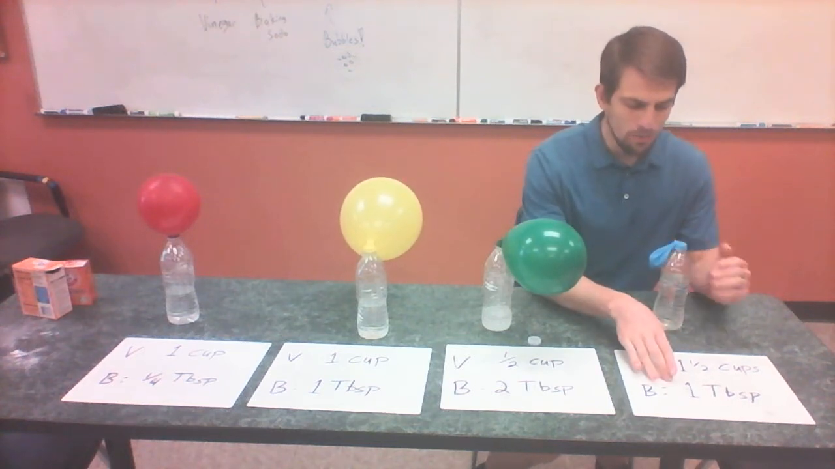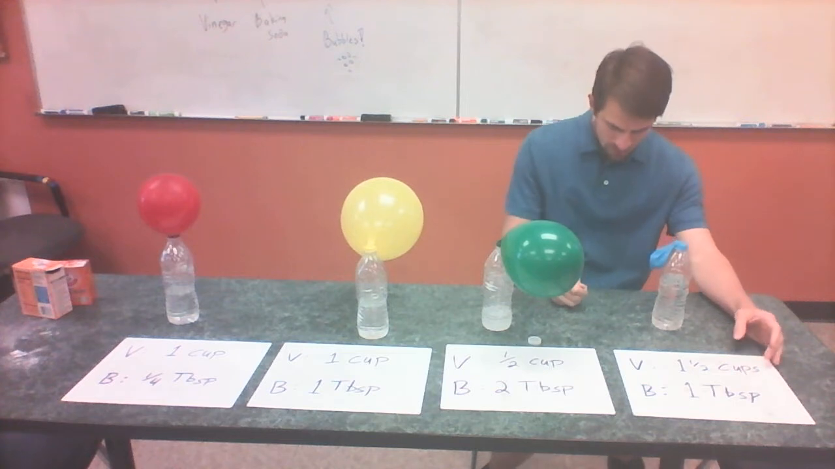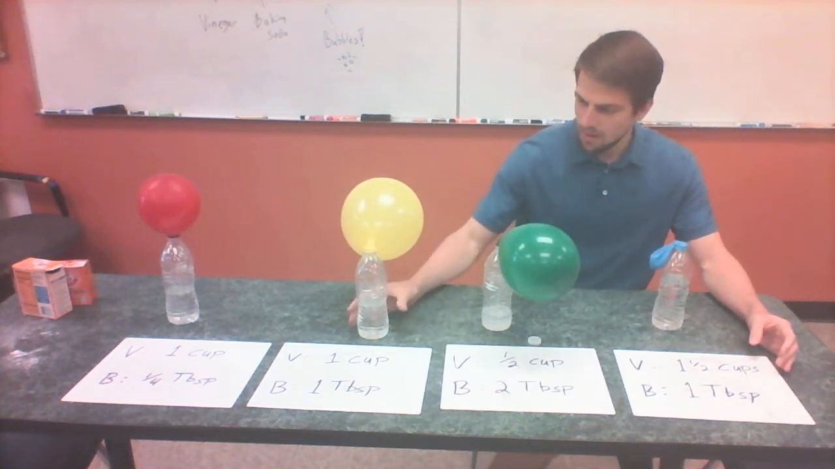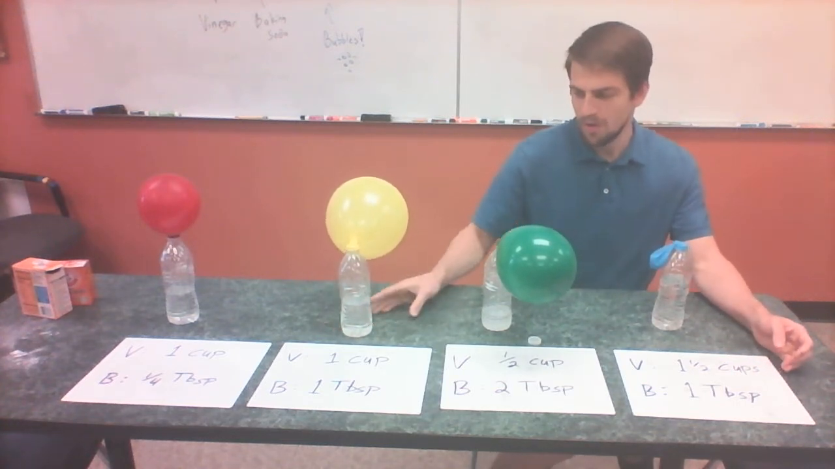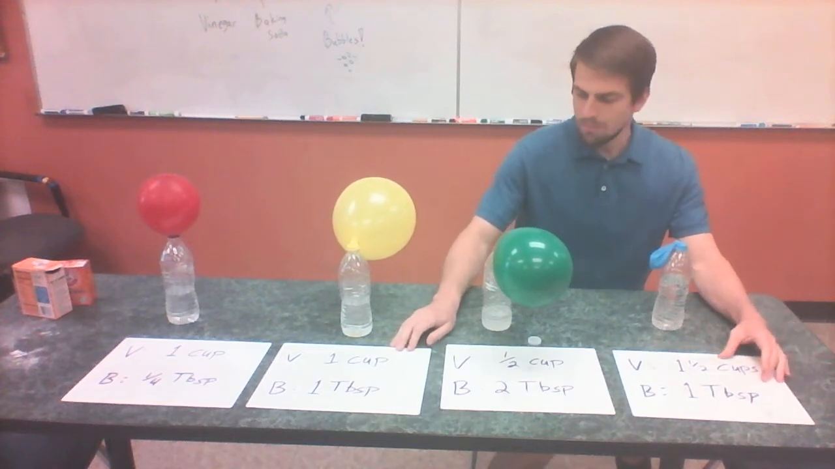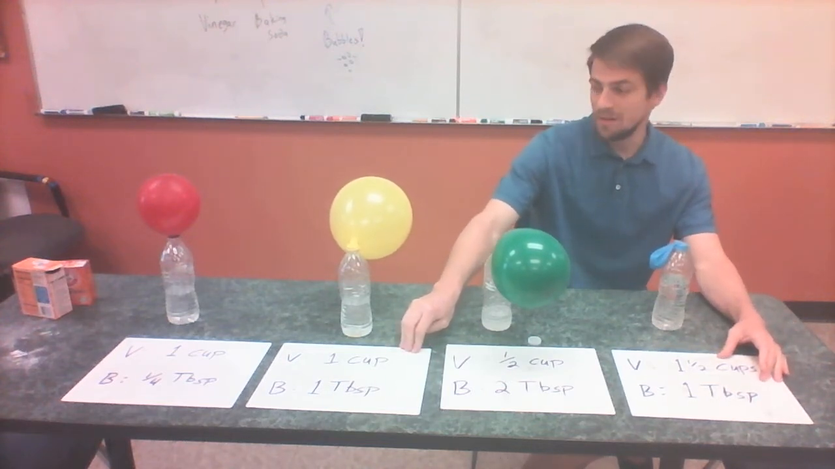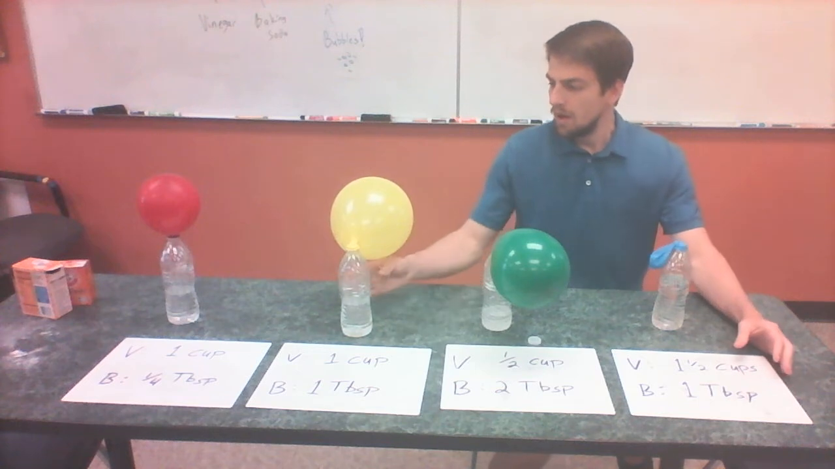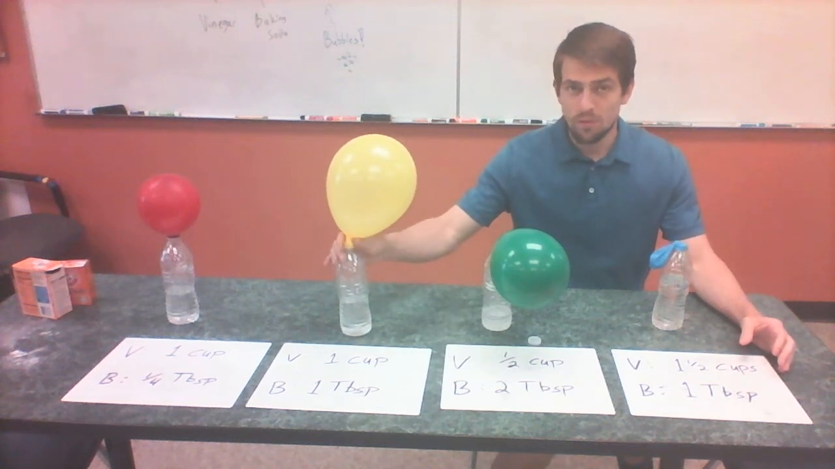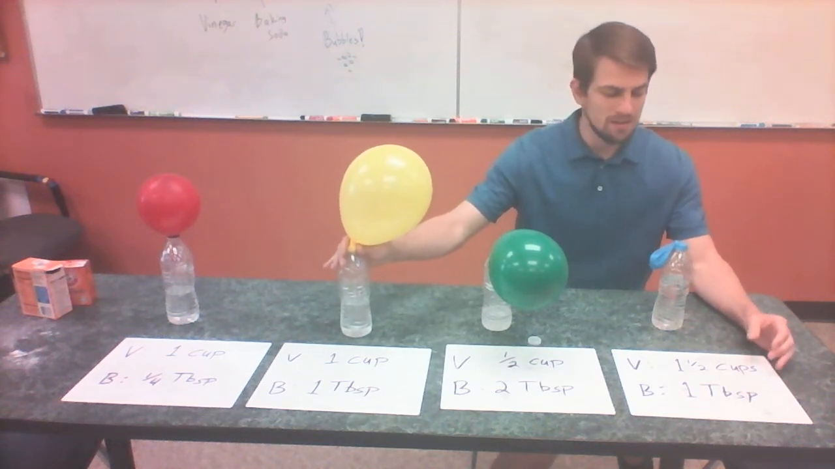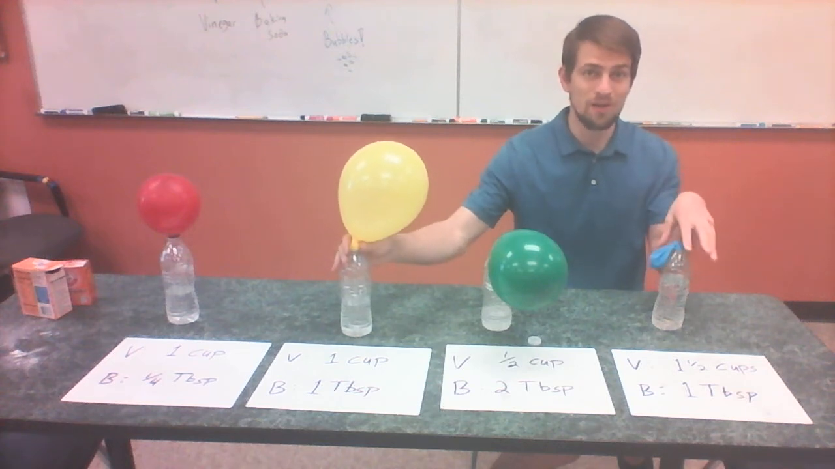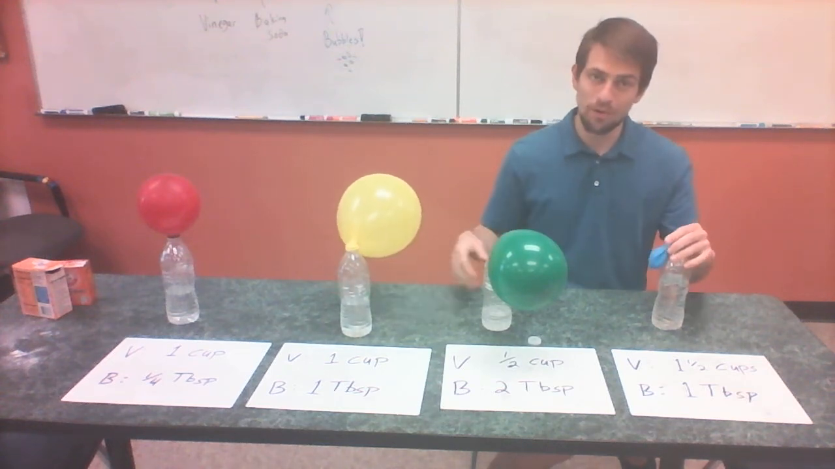So now our last one over here, where we have 1.5 cups of vinegar and 1 tablespoon of baking soda. So you could think of it in several ways. You could think of it as, compared to the yellow experiment, we are adding more vinegar to the same amount of baking soda. So if vinegar was what ran out first over here, then we would expect to get a bigger balloon over here because we have more vinegar. But let's go ahead and put it in and see.